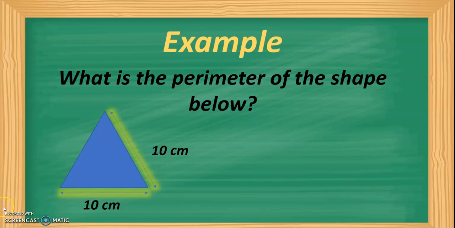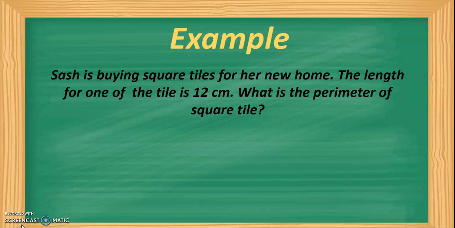Alright, very good. Now, we have a worded problem. It says Sash is buying square tiles for her new home. The length of one of the tiles is 12 centimeters. What is the perimeter of the square tile? Alright, so once we get these questions, the first thing we should do is draw a square, because we're talking about a square. And it says that the length of the tile is 12. So we know that the length along here would be 12 centimeters.